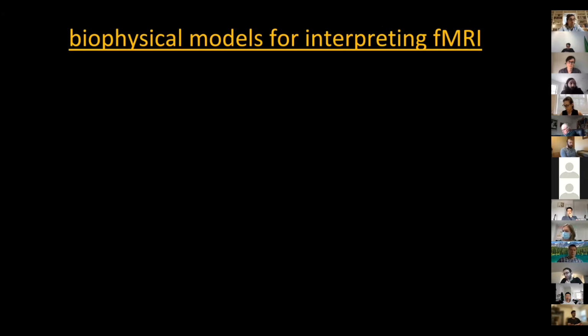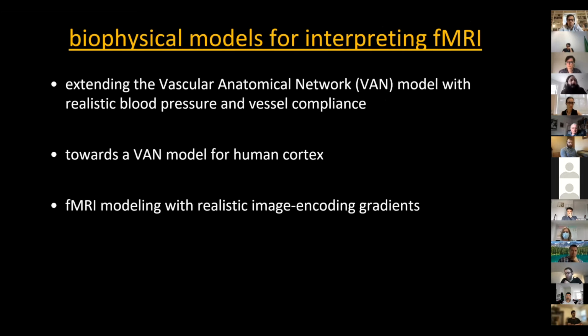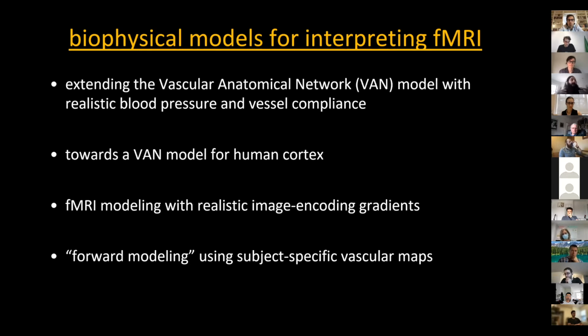So with this motivation, in this short talk, I'll briskly cover 4 topics that roughly correspond to some abstracts presented at the ISMRM last year, so you can go to these abstracts for more details. First, we extended the VAN model with realistic blood pressure and vessel compliance. We're also working towards a VAN model for the human cortex. We've been performing fMRI modeling with realistic image encoding and gradients to understand how image encoding affects contrast encoding. And finally, we've been doing some forward modeling using subject-specific vascular maps. And then again, at the end, I'll share a few aspirational thoughts on applying this approach to the inverse problem.